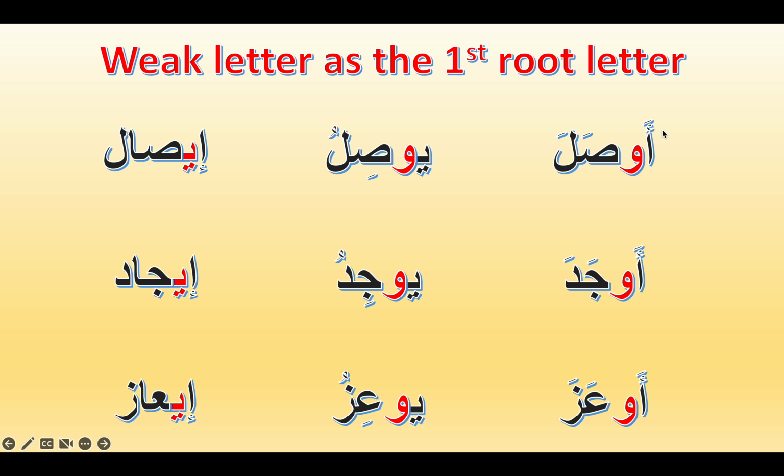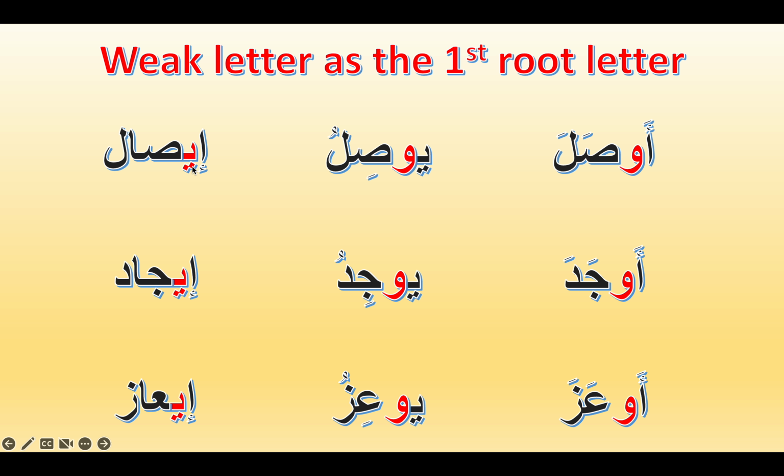Let's see, for example, awsala, so that stays the same in the past. Yusilu in the present. And then the masdar is where it changes slightly. Isal. Okay? Awsala means to deliver. So, the masdar, when the weak letter is the first root letter, the waw or the ya or the alif will always appear as a ya.